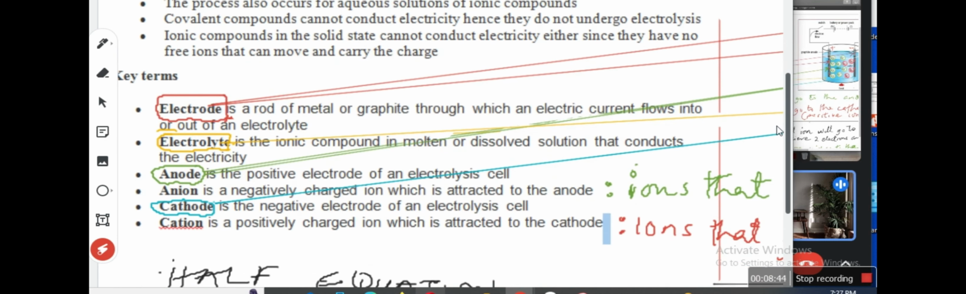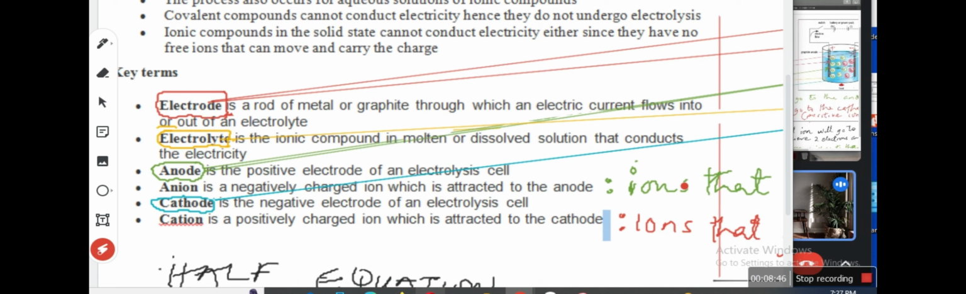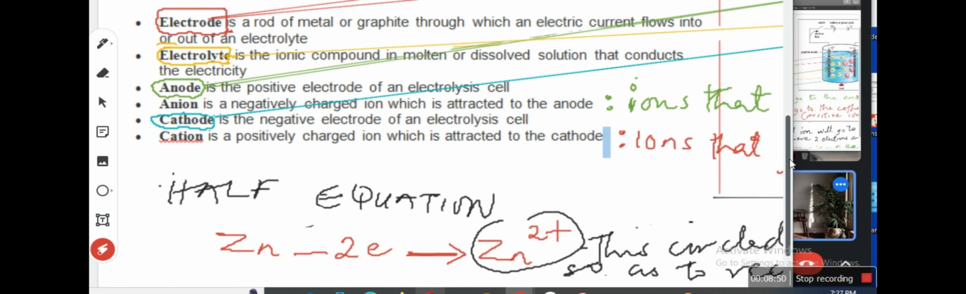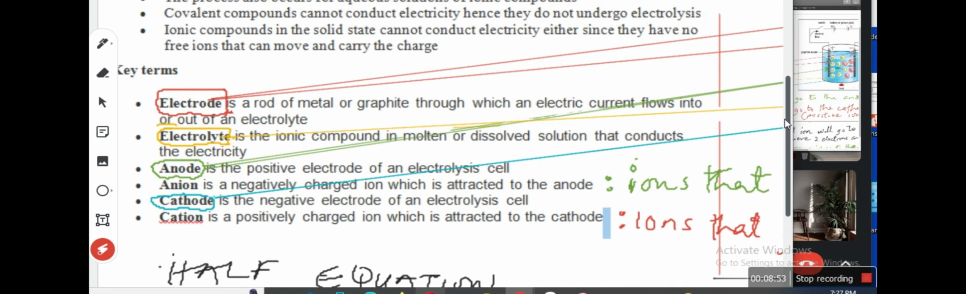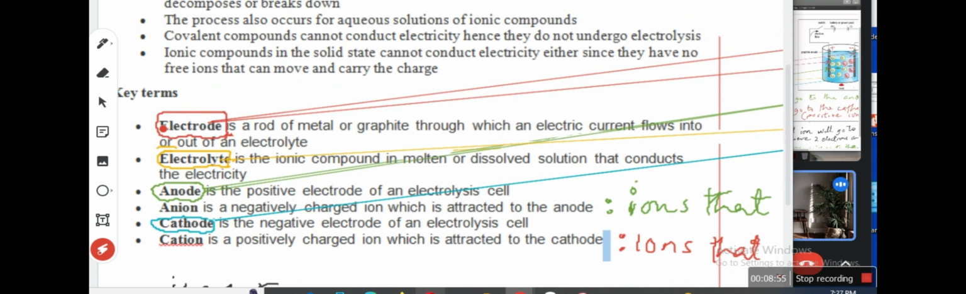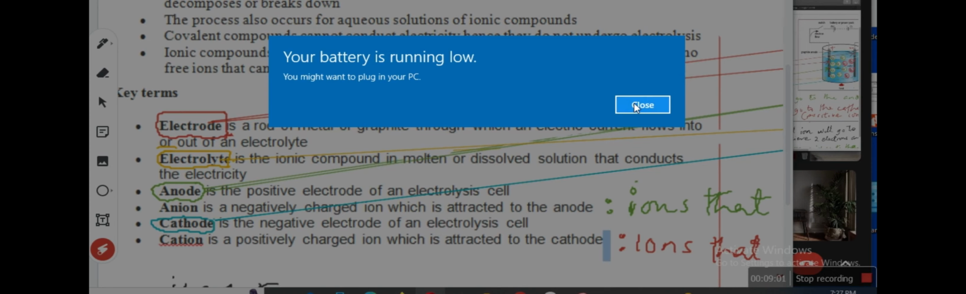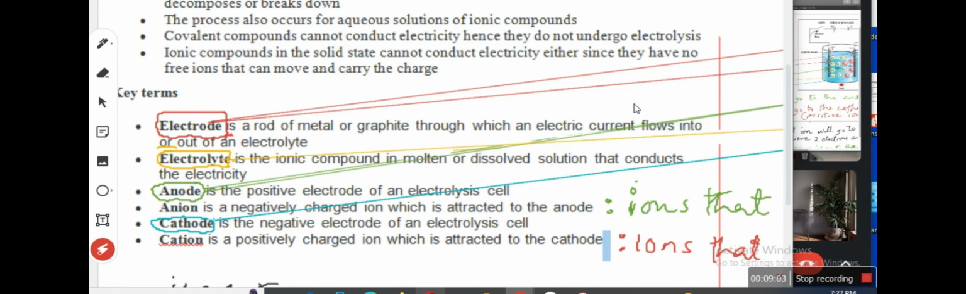So those are the things you need to understand about electrolysis before we even begin to talk about it in detail. So for instance, we need to know what an electrode is. What's an electrode? A rod of metal or graphite through which an electric current flows to or out of an electrolyte. So the rod through which the current can flow into or out of the electrolyte is an electrode.